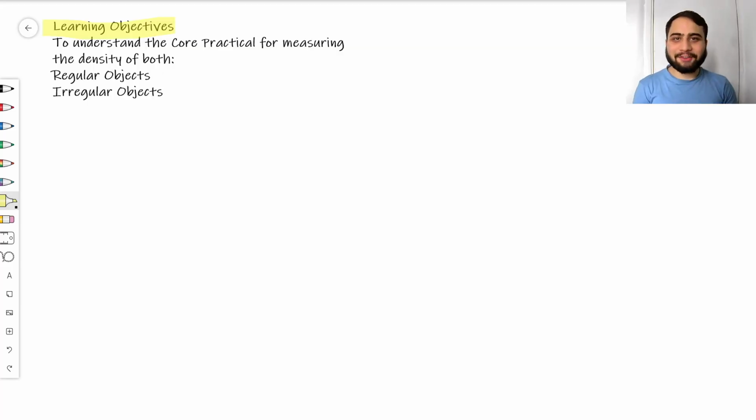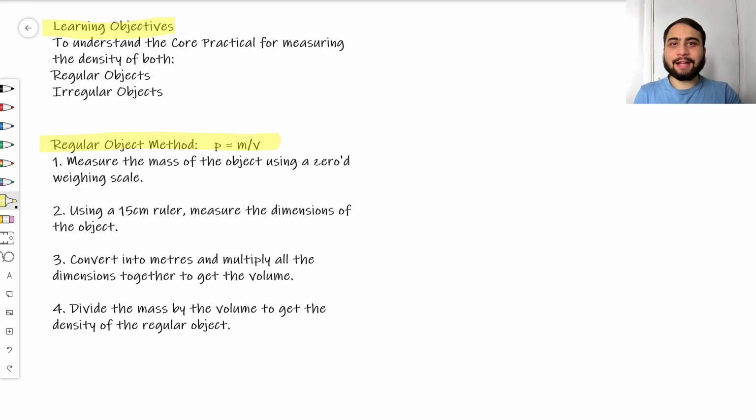Hello everyone, in this video we're going to be looking at the core practical for measuring the density of both regular objects and irregular objects. So if you're ready, let's get right into it. Now let's have a look at the regular objects method for determining density.